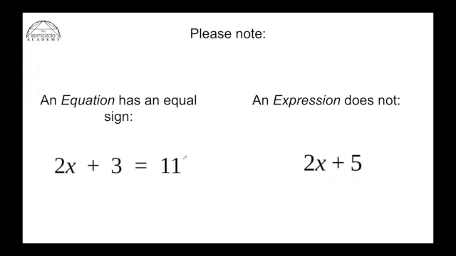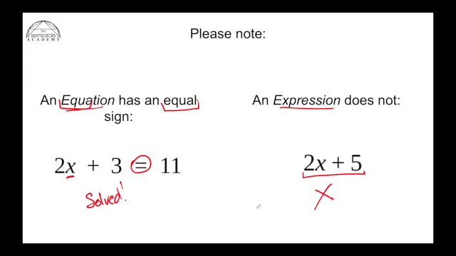please know the difference between an equation and an expression. An equation has an equal sign. An equation has an equal sign. And if you're just dealing with one unknown, then an equation can be solved. If you're dealing with an expression, you have no equal sign. It is not equal to anything. So therefore you cannot solve this. Right?